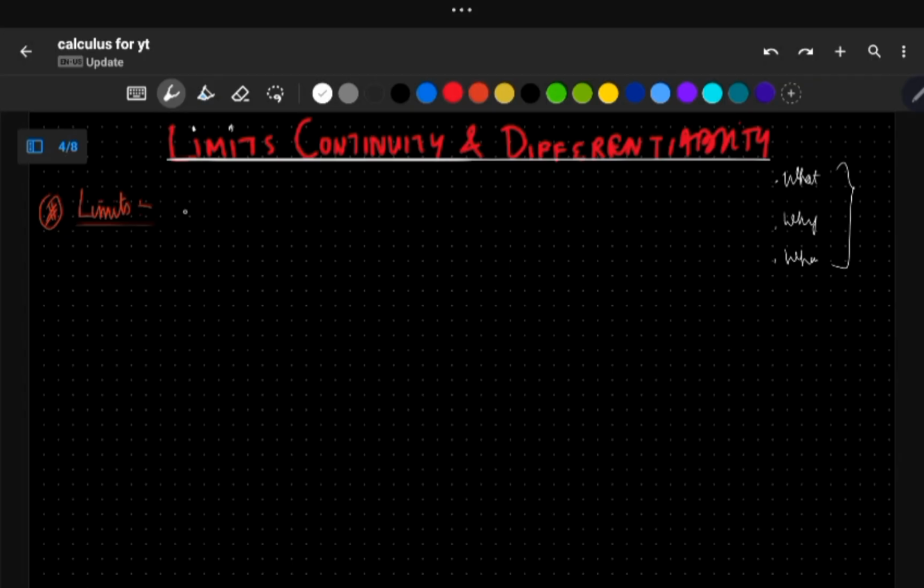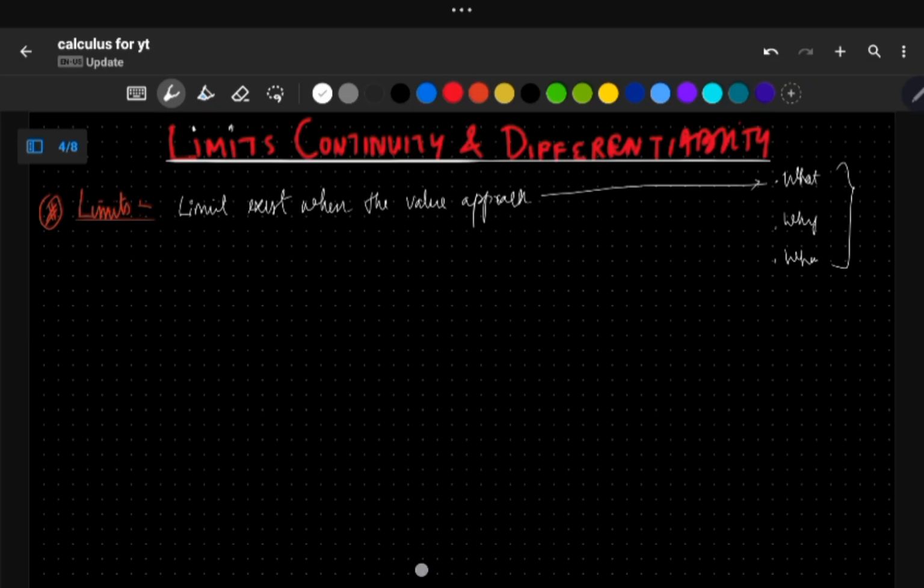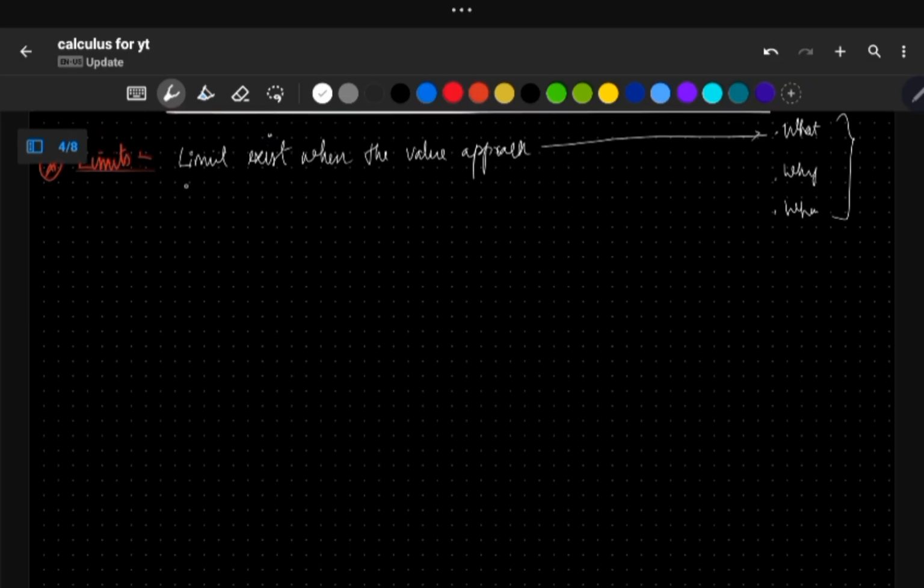First you will know what is limit, why it is used and where it is used. First of all, what is limit? What we learn and what we teach is that limits exist when the variable or the value approaches. This is what a limit is.